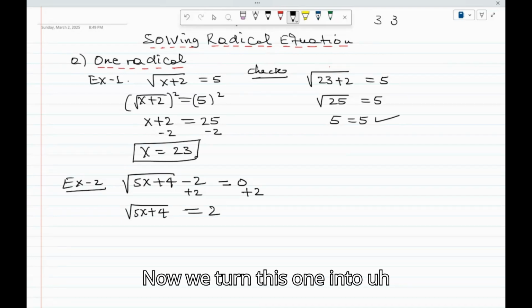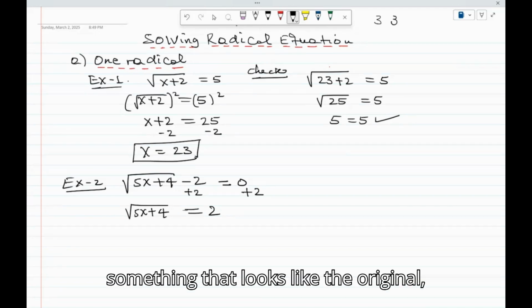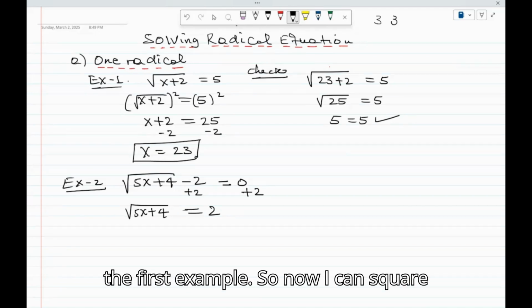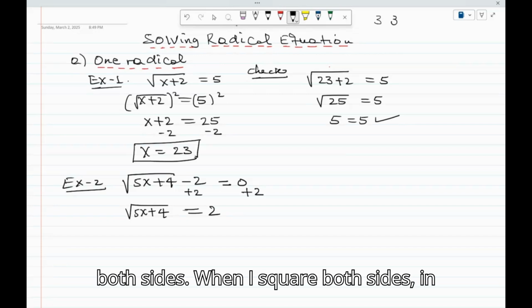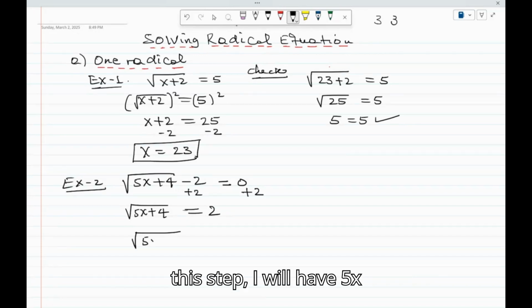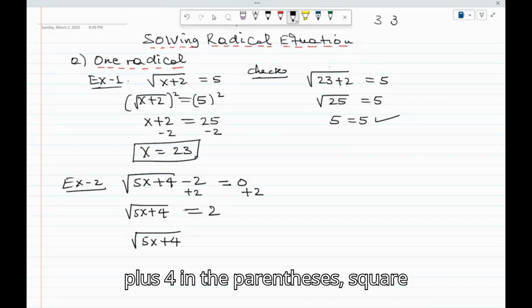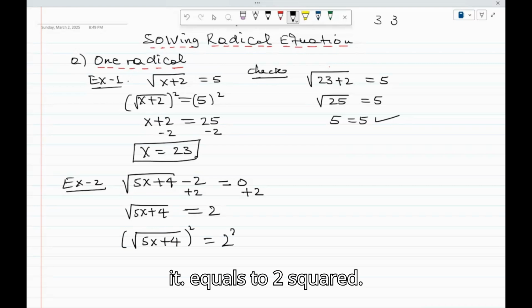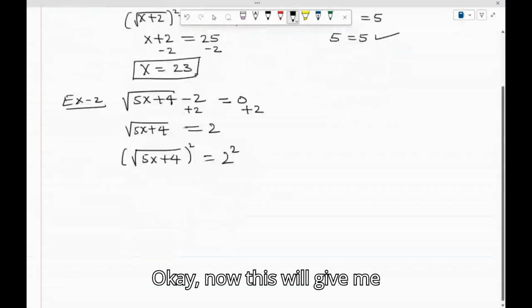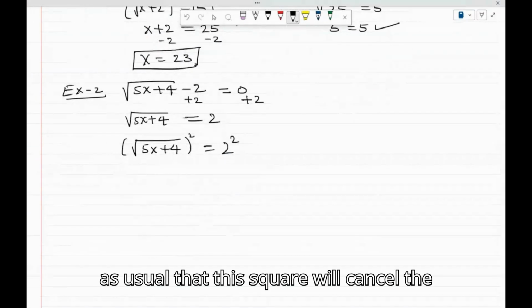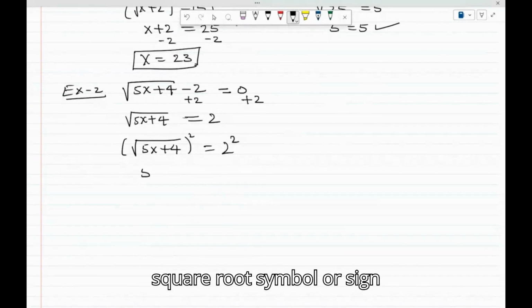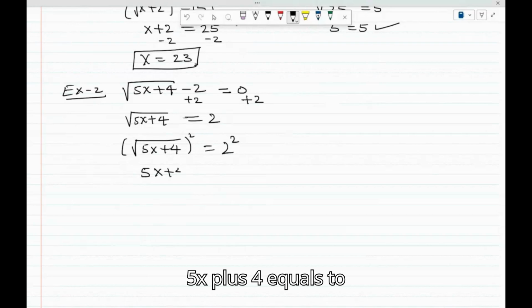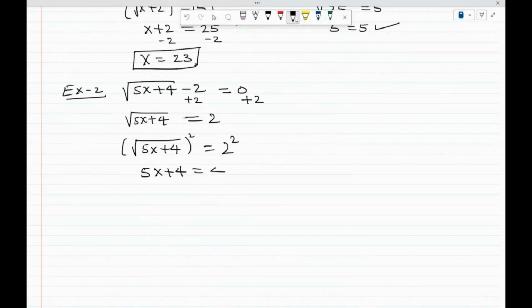Now we turn this one into something that looks like the first example. So now I can square both sides. When I square both sides, in this step, I will have the square root of 5x plus 4 in parentheses, squared, equals 2 squared. Now, as usual, this square will cancel the square root sign. 5x plus 4 equals just 4.